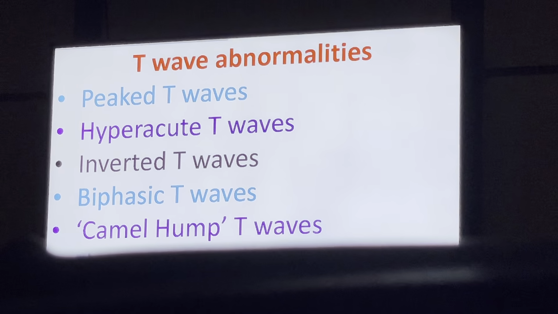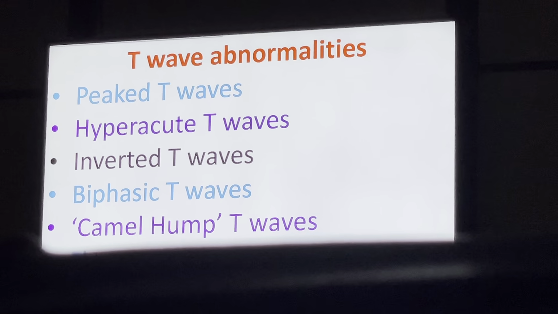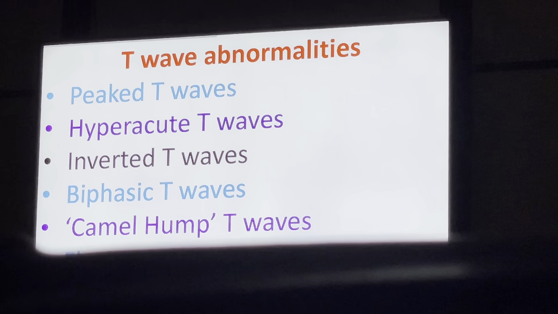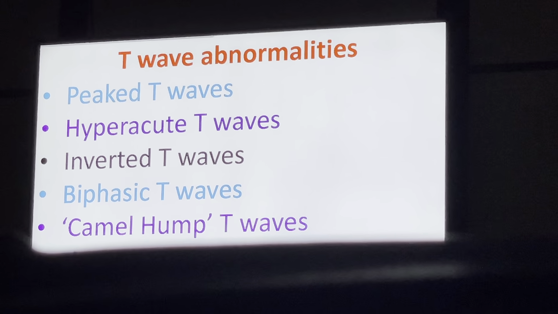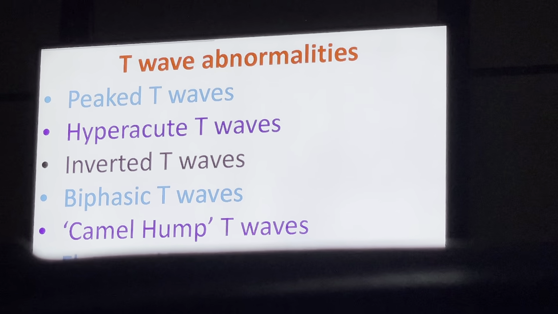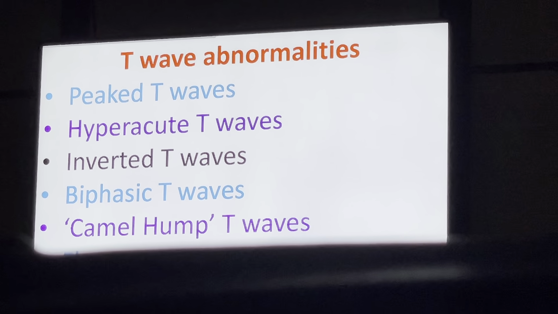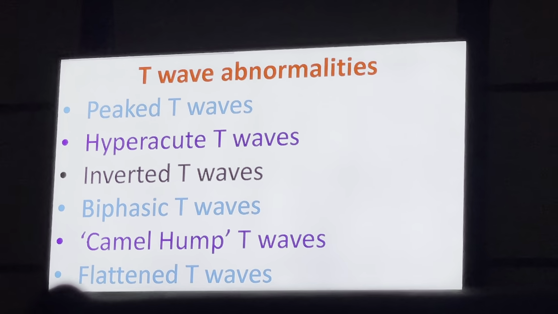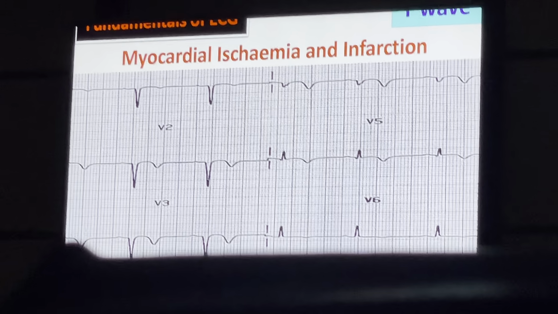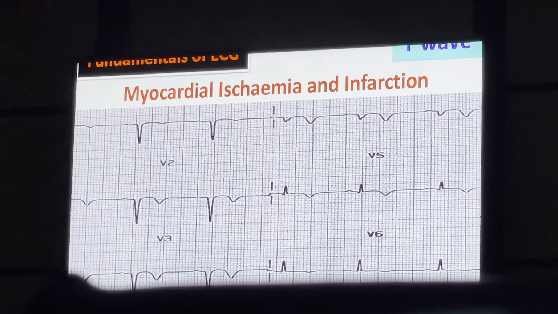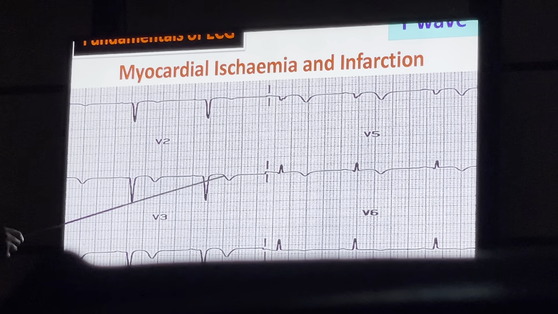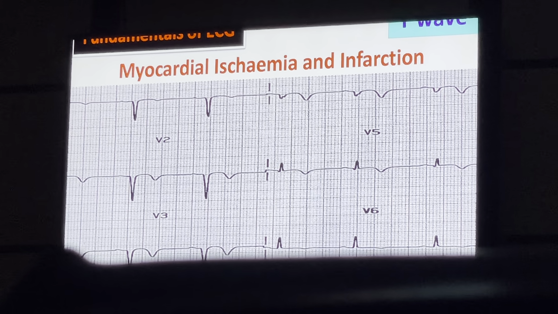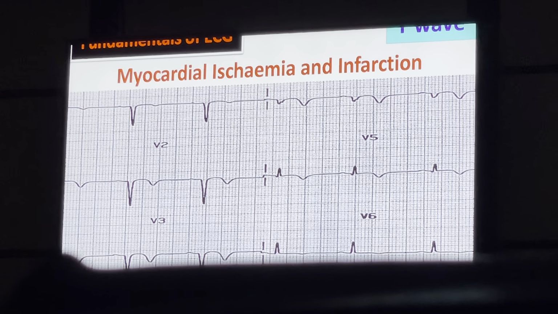Next, so T wave abnormalities are peaked, hyperacute, inverted, biphasic, Camel hump pattern. So these are the T wave abnormalities which we might see when we read the ECG. Next. So what is this? Inverted, symmetrical T waves in the leads. So this is due to ischemia. Good.